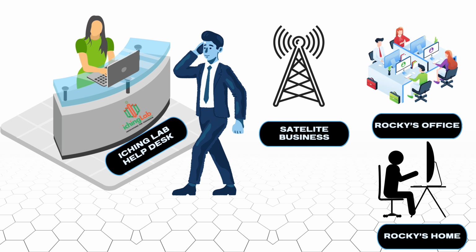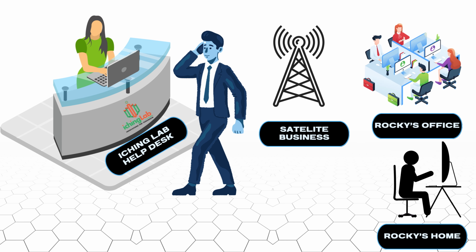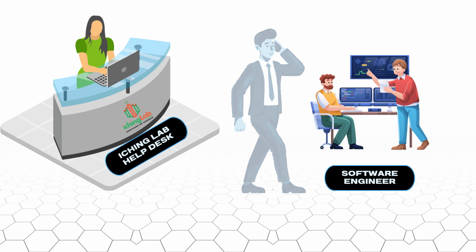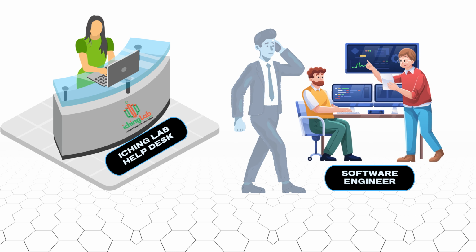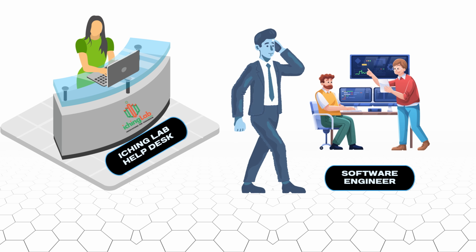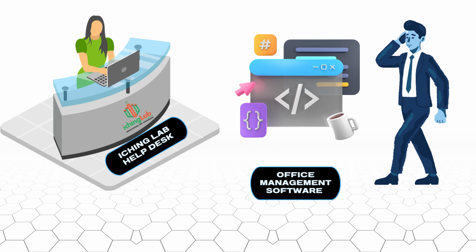Then this officer said, "Please tell me your business category," and Mr. Rocky said, "I have a satellite company in Bangladesh. We work on strong satellite signals in Bangladesh, and I want to operate all employees from my home." Now this help desk officer said, "Go to the software engineer desk."